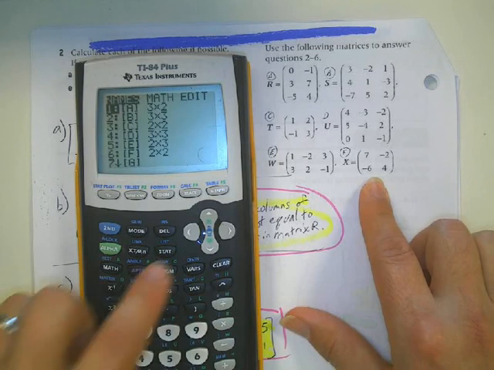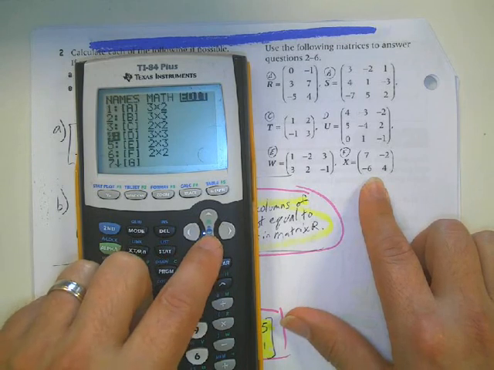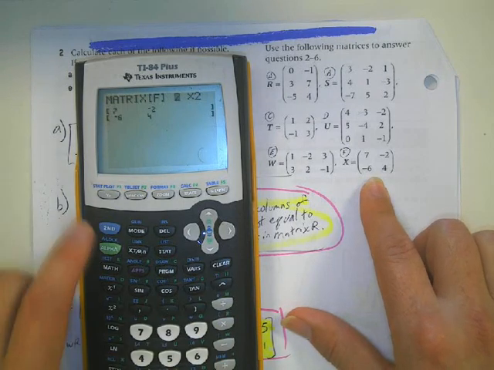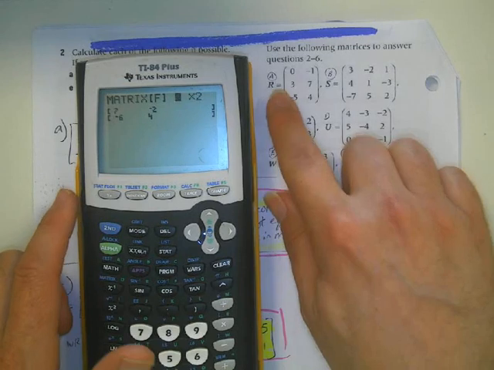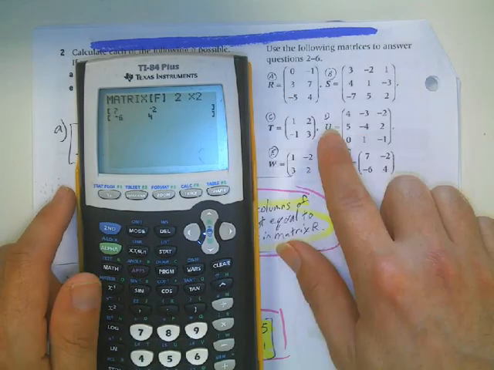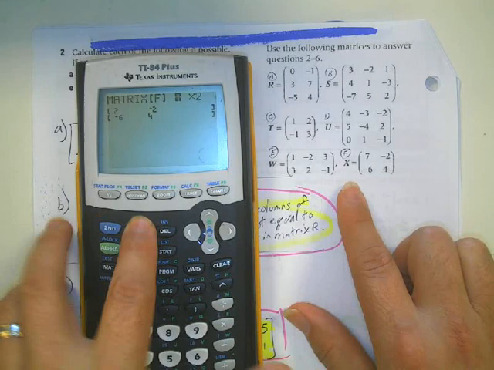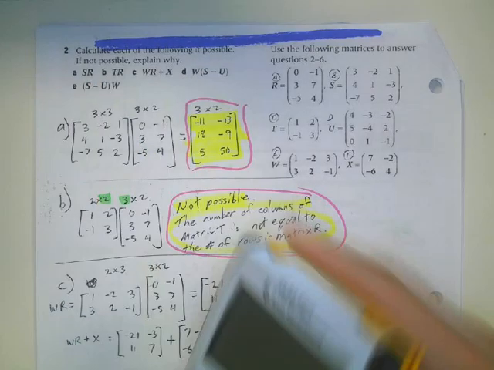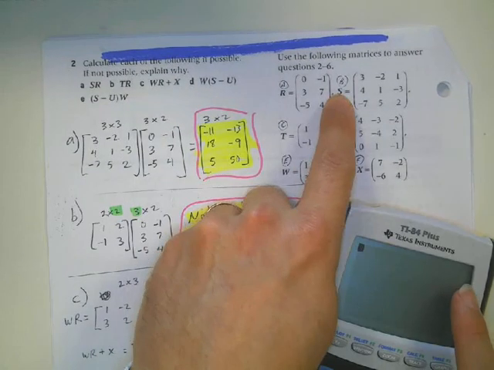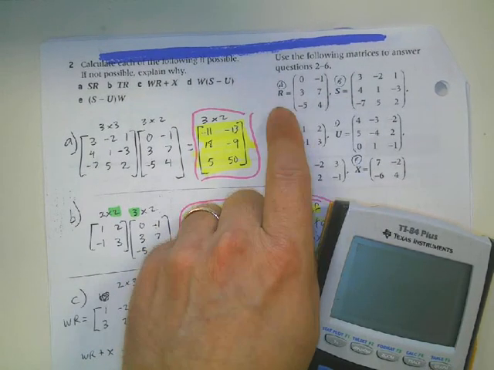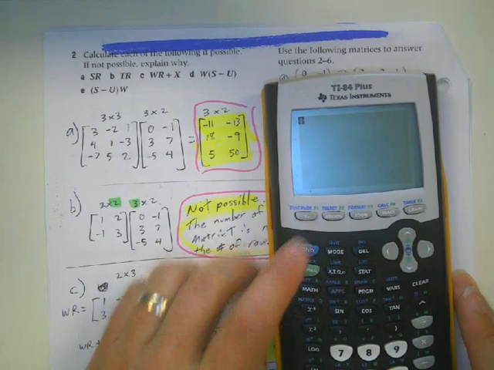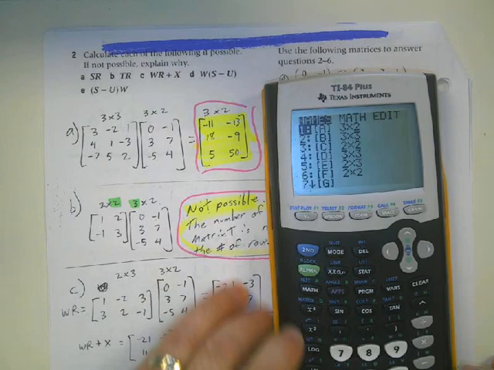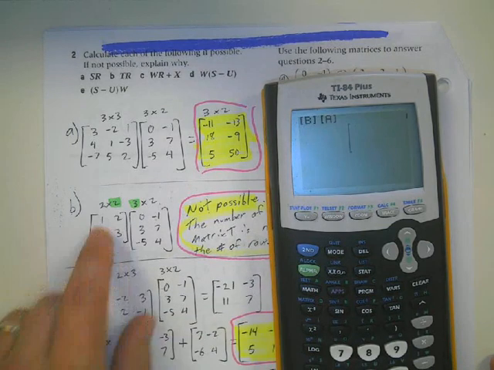Pretty sure I have all these in there, right? Okay, good. So I've entered all these matrices in matrix A, B, C, D, E, F. Okay. So the first one here, S to R. So matrix S, so matrix B, and matrix R, so B and then A. So I'm going to multiply matrix B times matrix A, and we get this value.